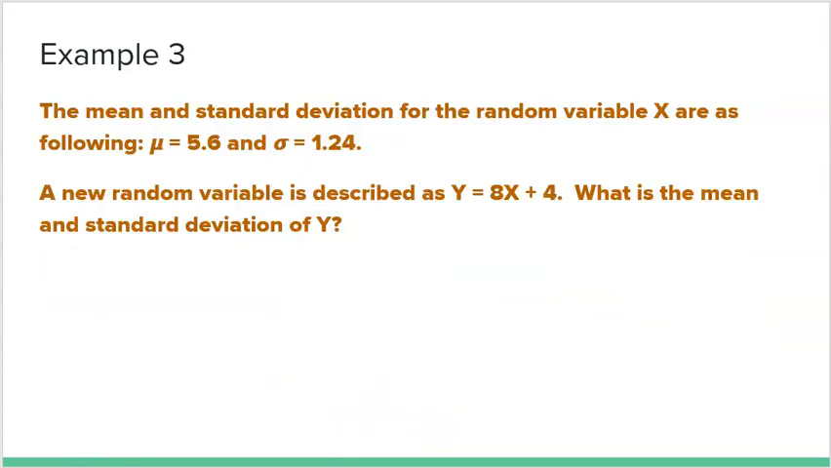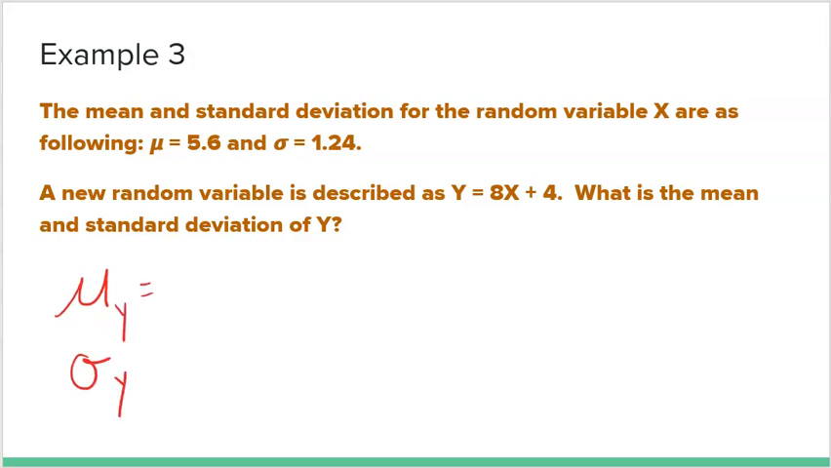This is kind of a generic one, which you'll typically see on an AP test. All right, the mean and standard deviation of a random variable X, I have no idea what it is, but the mean and standard deviation are 5.6 and 1.24. So a new random variable is described as 8x plus 4. So it's y equals 8x plus 4. So what is the new mean and the new standard deviation for y?